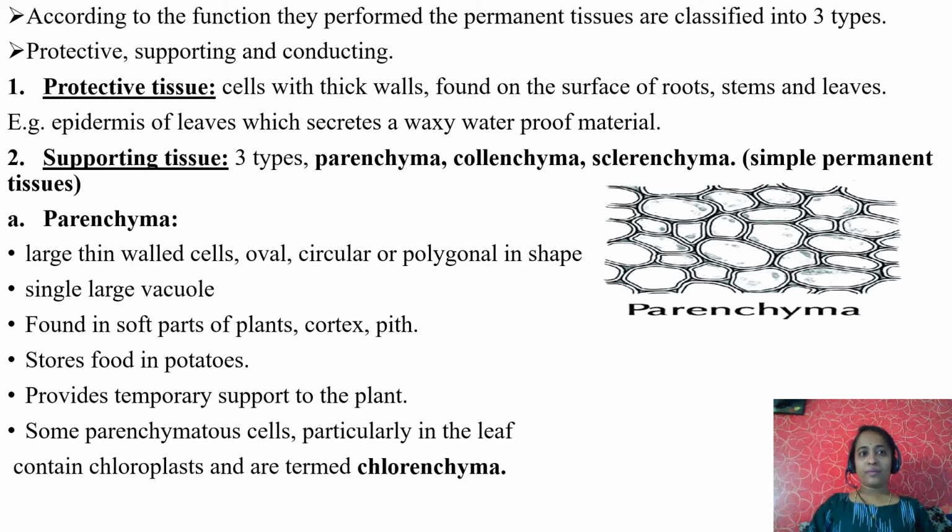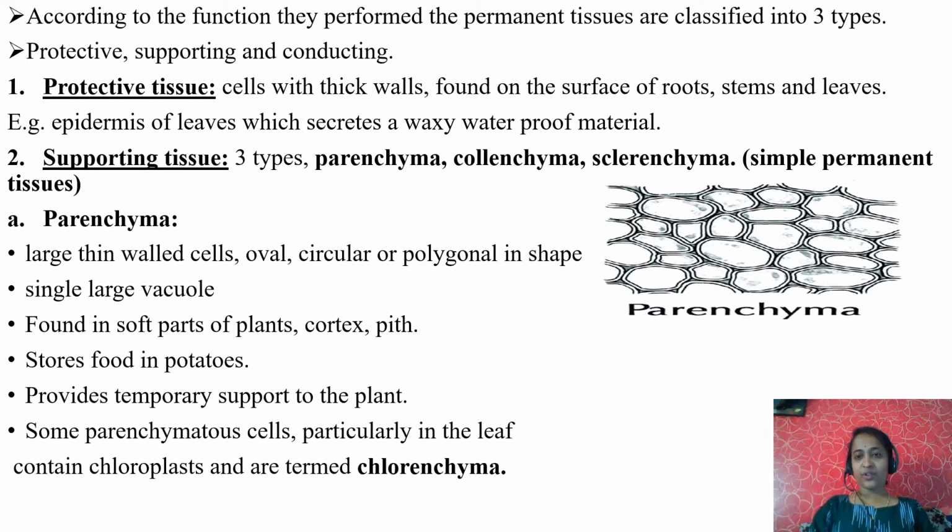Those are protection, supportive, and conductive. Based on protection, supporting, and conducting, the tissues are classified into different types. Let us see now. Protective tissue, as the name indicates, the permanent tissue gives protection, but there is no cell division. How do the cells appear? Cells with thick walls found on the surface of roots, stems, and leaves. Just like our skin, plant parts are protected by protective tissue. Example, epidermis or outermost layer of a leaf which secretes a waxy waterproof material.